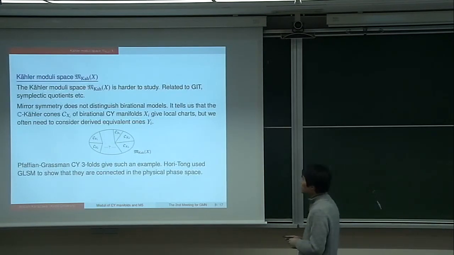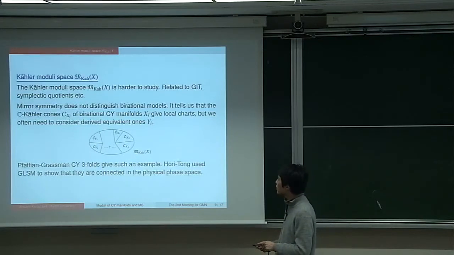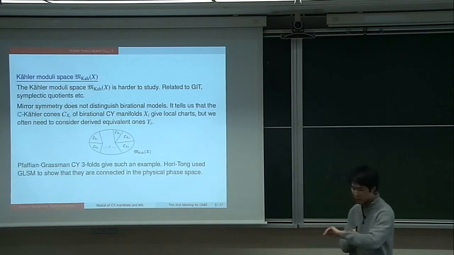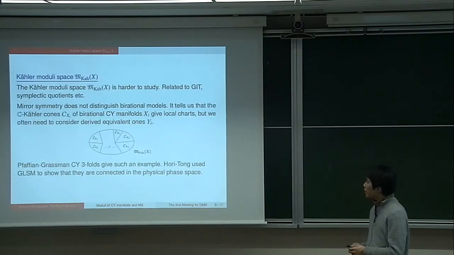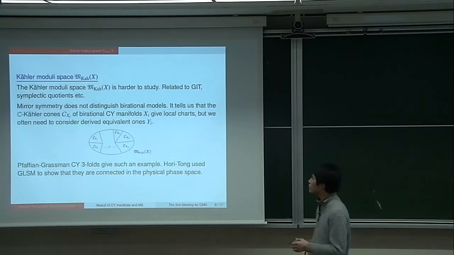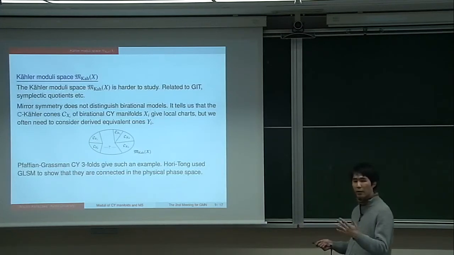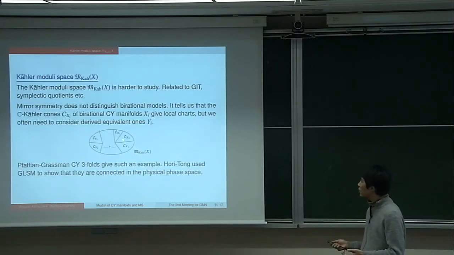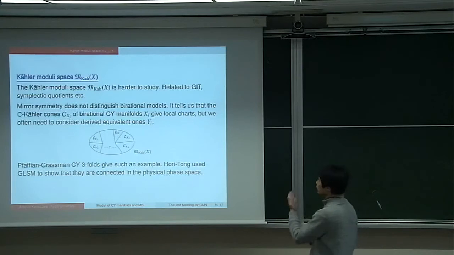And there is an example giving such a picture, called the Pfaffian-Grassmannian Calabi-Yau manifolds. The physicists Hori and Tong used the gauged linear sigma model to show that they're really connected in a physical phase space. But mathematically, we don't know how to glue these local charts. So that's sort of the motivation.